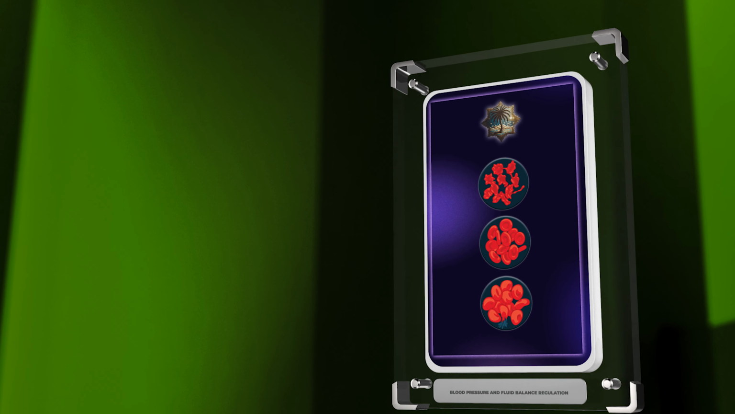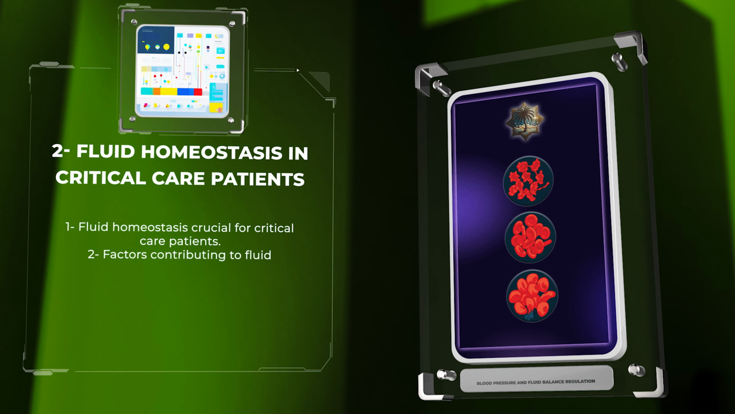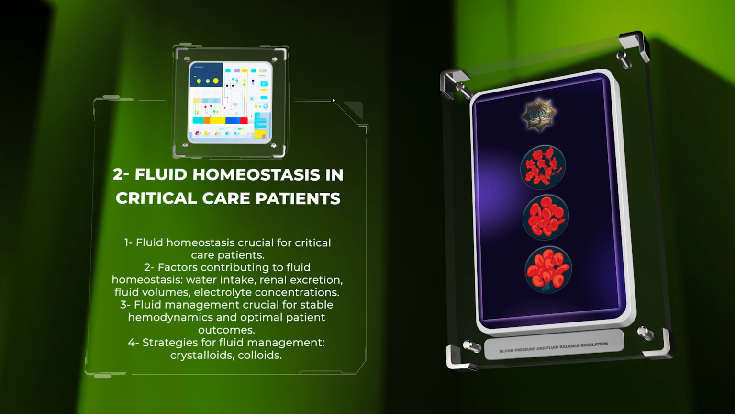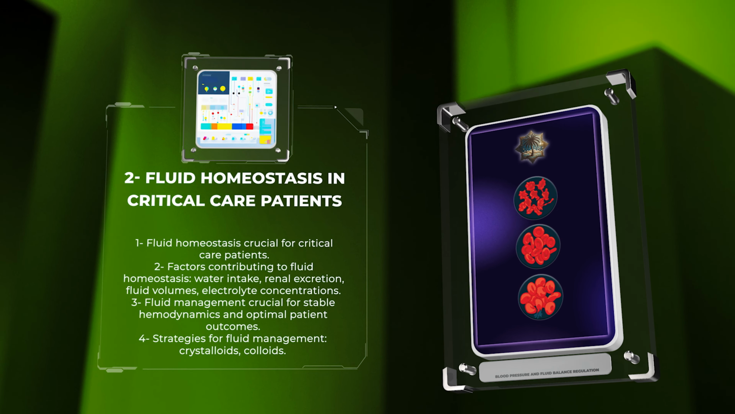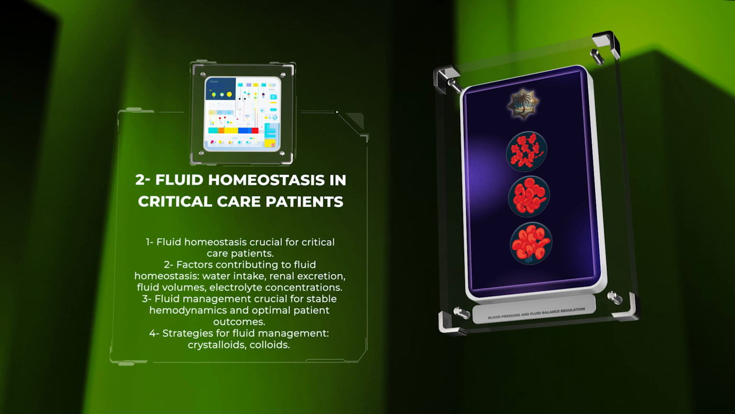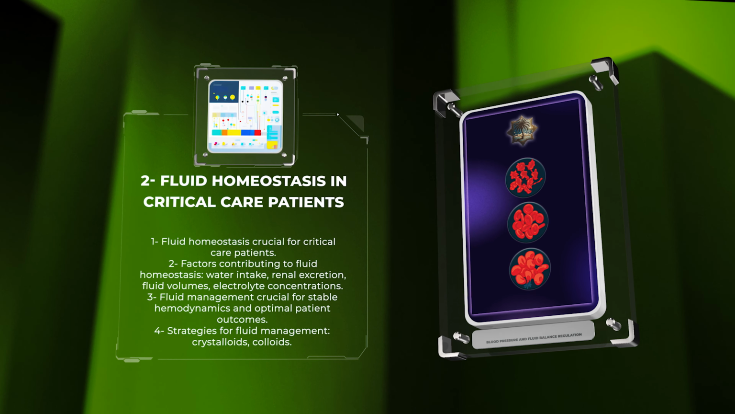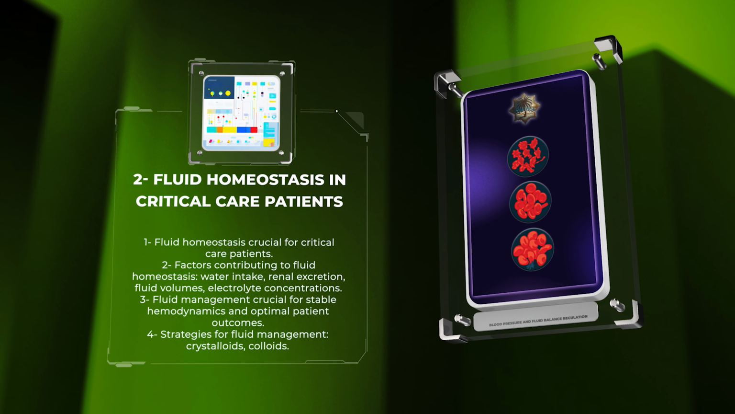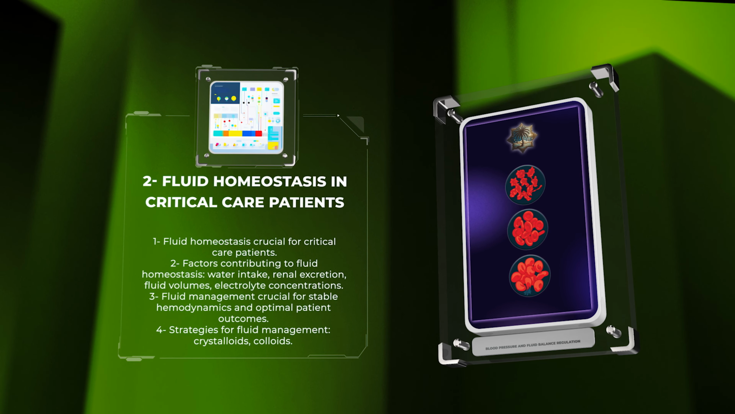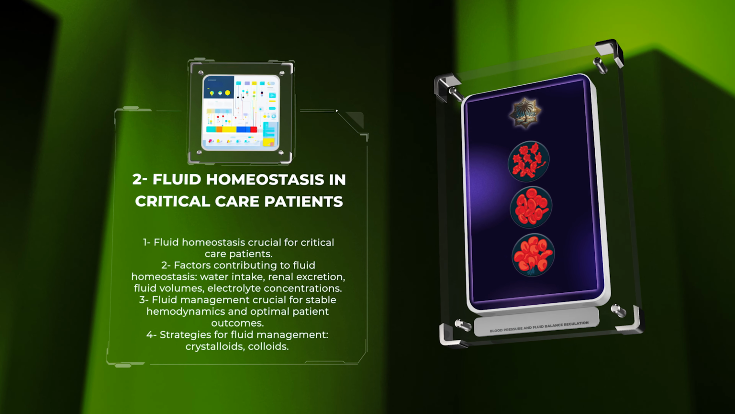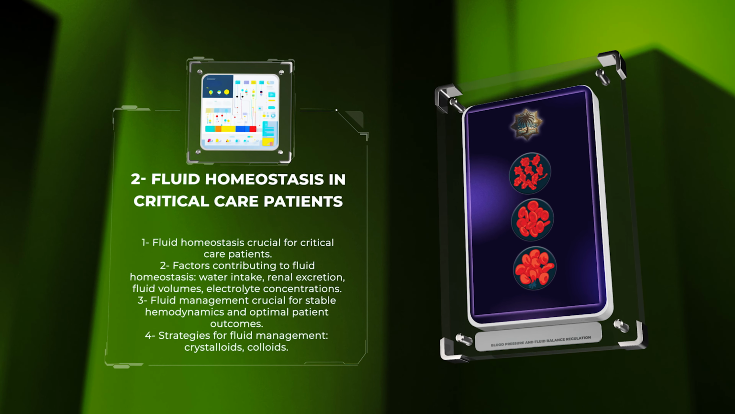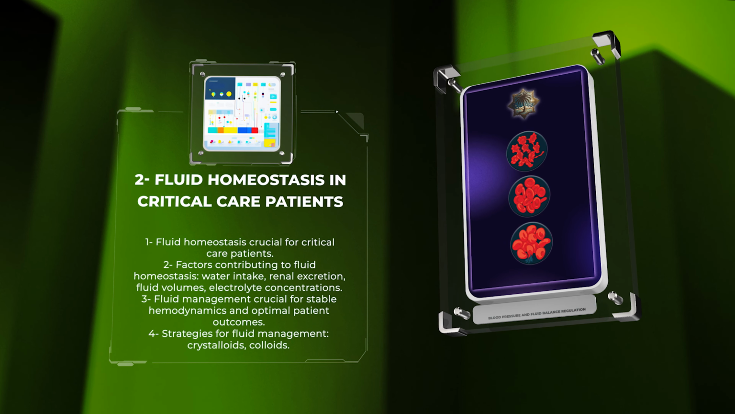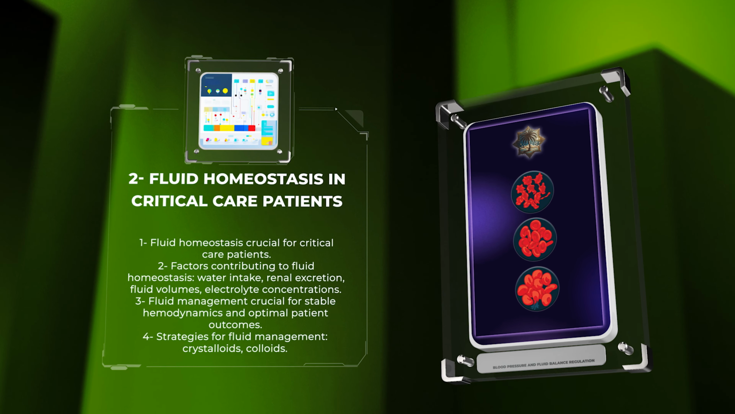Fluid homeostasis is crucial for the well-being of critical care patients, especially those with compromised physiological conditions. Achieving fluid balance in these patients requires a thorough understanding of their underlying pathophysiological state. Various factors contribute to fluid homeostasis, such as water intake, renal excretion, extracellular fluid volumes, and electrolyte concentrations. In critical care patients, fluid management becomes crucial to maintain stable hemodynamics, prevent organ dysfunction, and optimize patient outcomes.